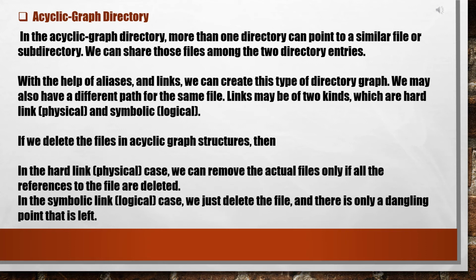Links may be of two kinds, which are hard link or physical, and symbolic or logical. If we delete the files in an acyclic graph structure, then in the hard link or the physical link, we can remove the actual files only if all the references to the files are deleted. And in the symbolic link or the logical link, we just delete the file and only a dangling pointer is left.